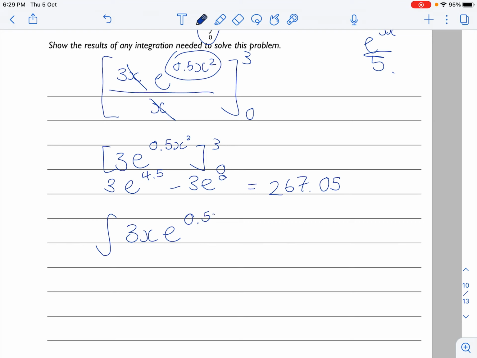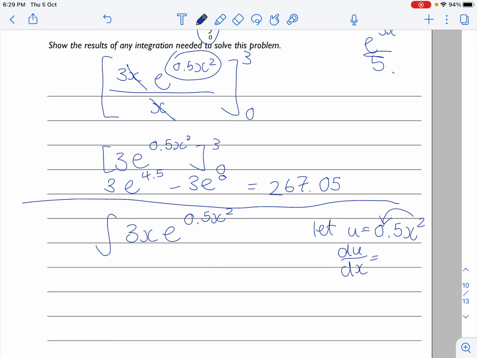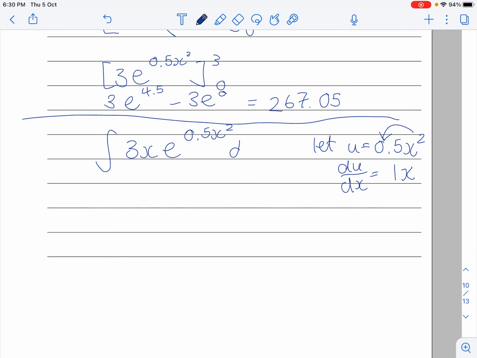So that's 3x e to the 0.5 x squared. So here we're going to let u equal 0.5 x squared. So du by dx equals 2 times 0.5 is 1, and 1x. Okay, so rearrange this because we've got a dx there to find out what dx is. So we're going to divide the 1x over there and multiply the dx over that way. So we get du over x equal to dx.